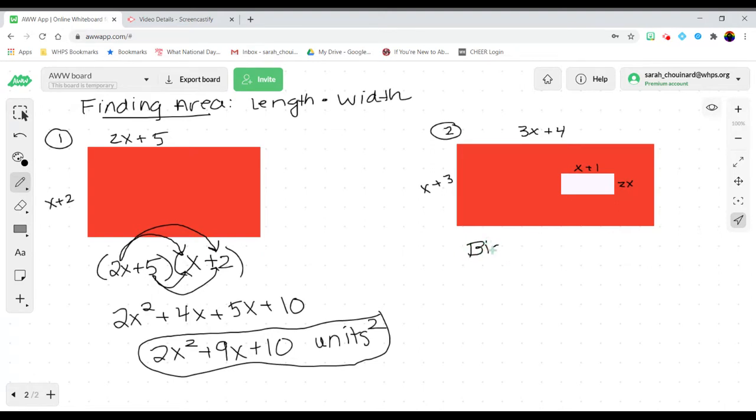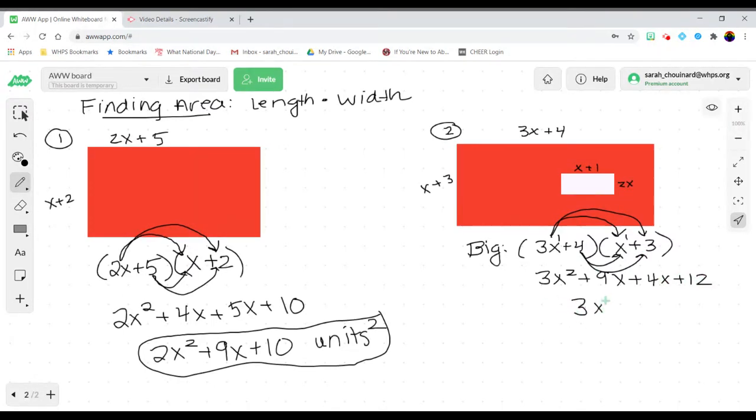So let's do the big rectangle by doing length times width. And as you get better at this, you're going to just be pretty quick with your multiplication. So 3x times x is 3x squared. Remember, power 1, add together. 3x times 3 is 9x. 4 times x is 4x. 4 times 3 is 12. So the big area is 3x squared plus 13x plus 12.